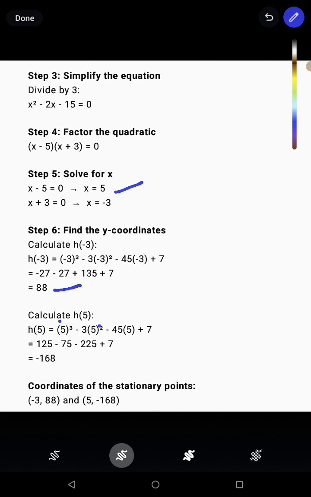And 5 raised to power 2 is 25. Minus 3 times 25, minus 75. Minus 45 times 5, minus 225. Then plus 7. Simplifying that, we got minus 168. Now the coordinate is, when we substitute minus 3, we get 88. That's one coordinate. The x coordinate comes before the y, note that. And when we substituted 5, we got minus 168. So these two are the coordinates of the stationary points.